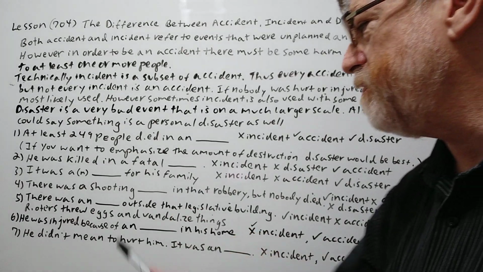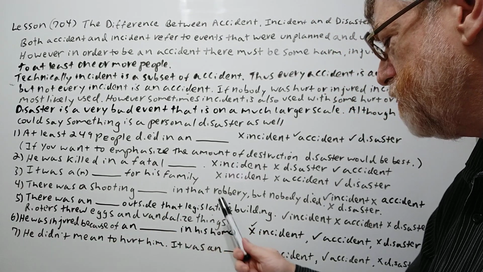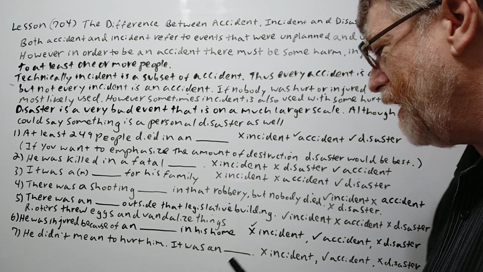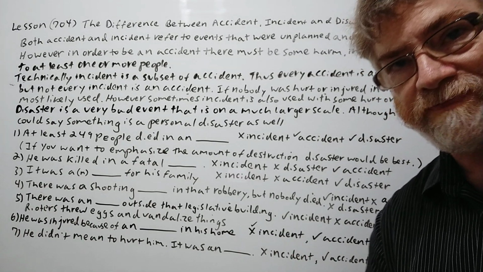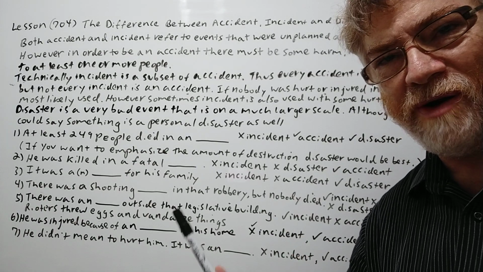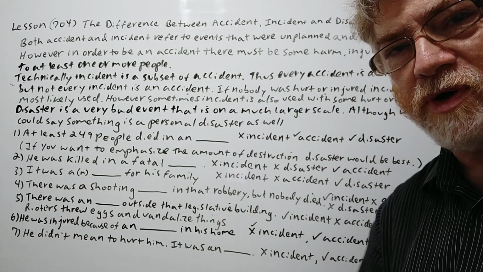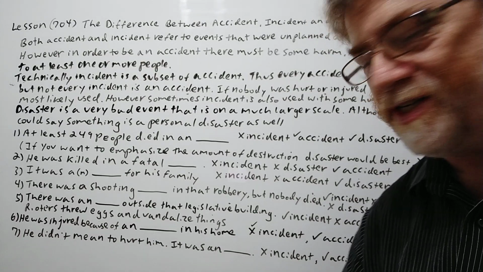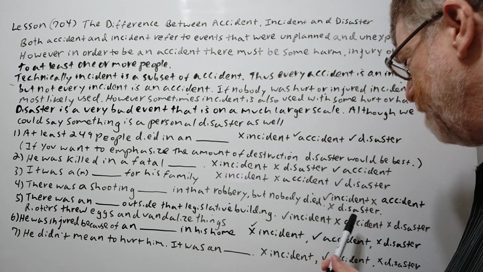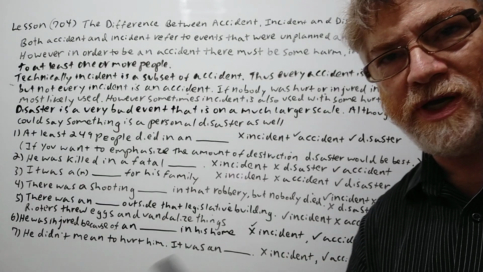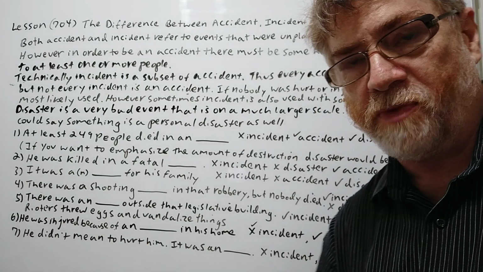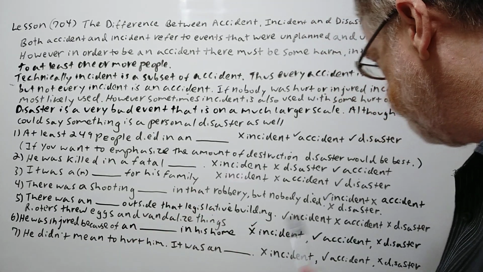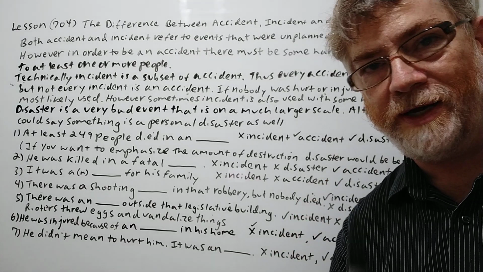All right, number 5. There was a blank outside that legislative building. Rioters threw eggs and vandalized things. This is another one. Probably incident is best. Even though there was some harm or a little violence, they threw eggs, they broke something, but nobody was seriously hurt. It wasn't that serious. So incident would probably be better. And again, accident would not be good here because the rioters did this on purpose. So we probably won't use accident if somebody is doing something on purpose. And disaster is too strong a word here.